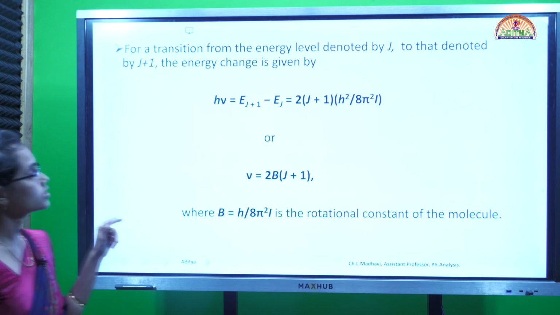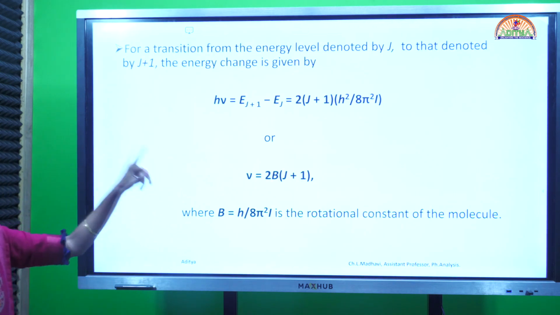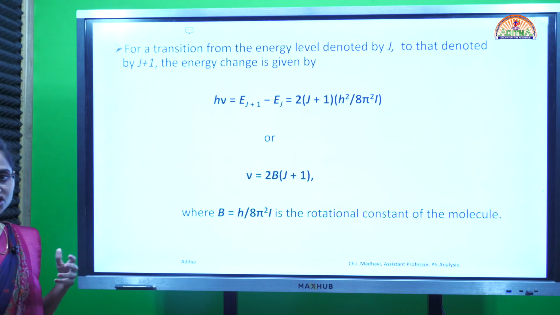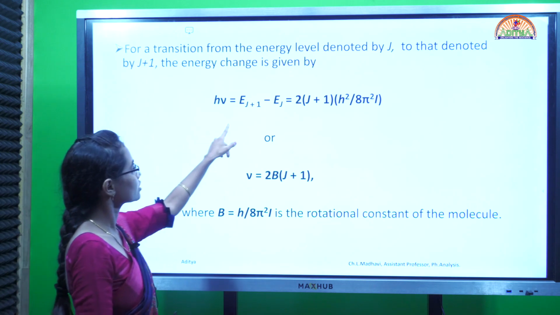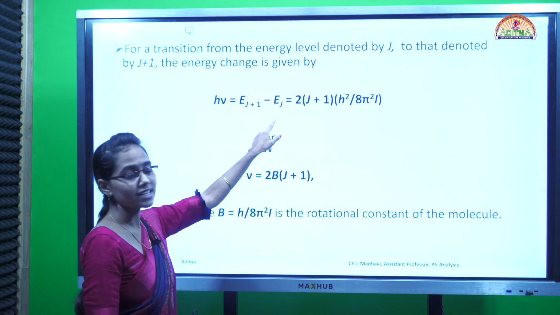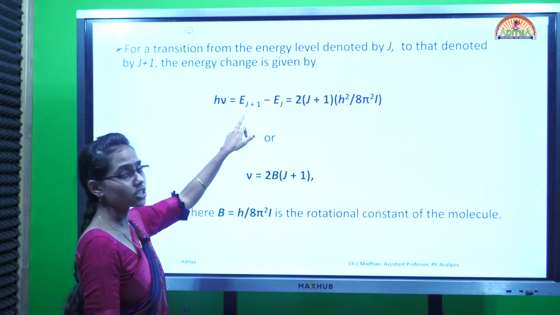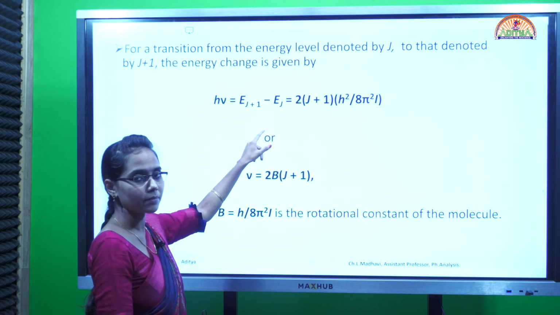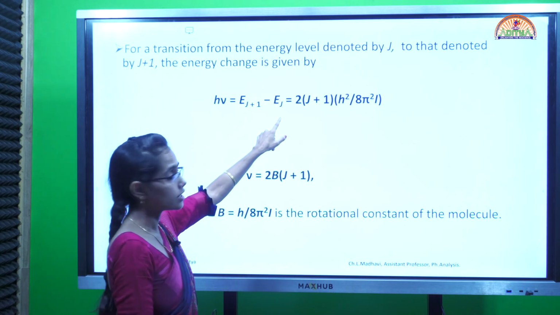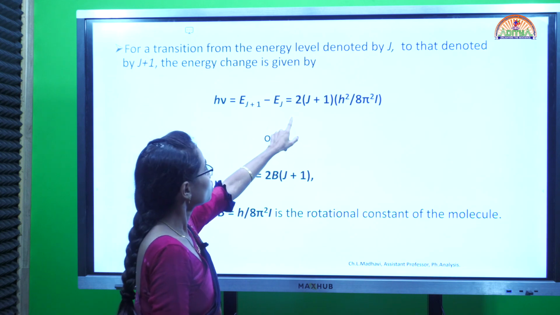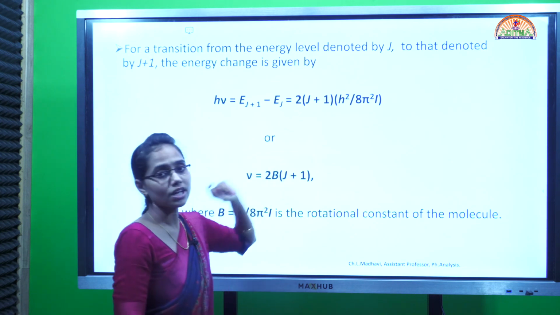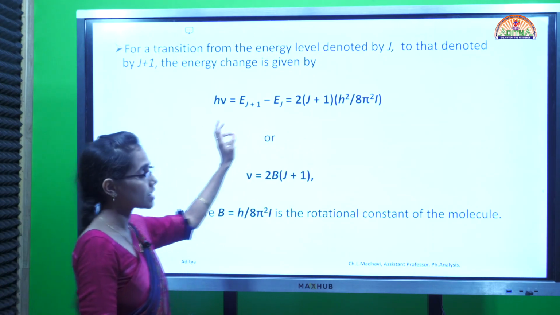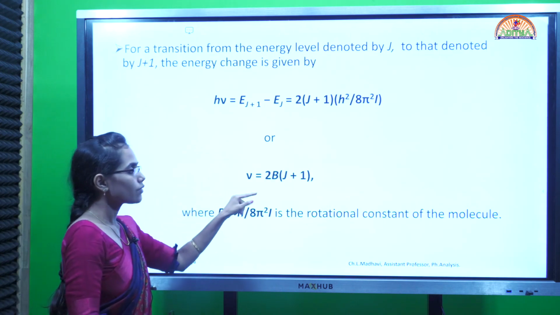For a transition from an energy level denoted by J to that denoted by J plus 1, what will be the energy change that we are going to see? That equals h nu equals E(J+1) minus Ej, the energy of the higher energy level minus the energy of the lower energy level. That means higher rotational energy level minus lower rotational energy level, which is given by 2 into (J plus 1) into h square by 8 pi square I. On cancellation of h on both sides and simplification, we get nu equals 2B(J plus 1).